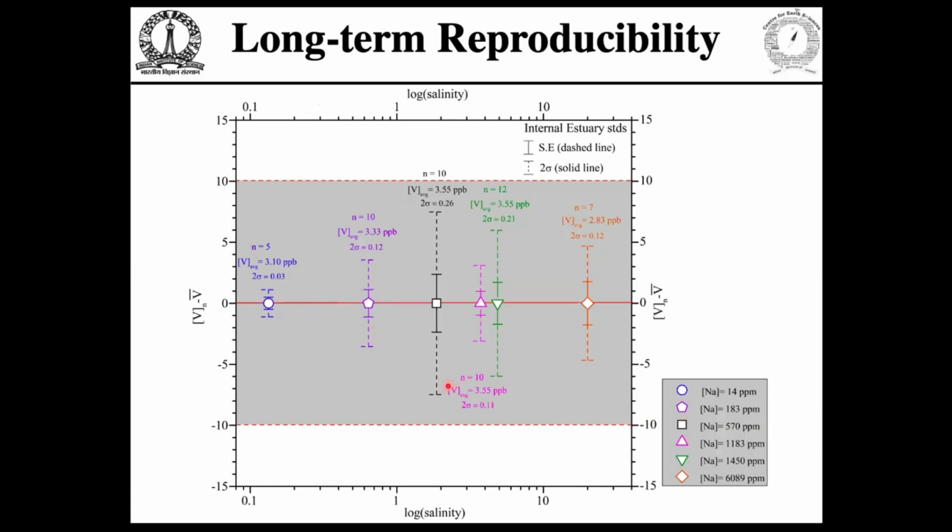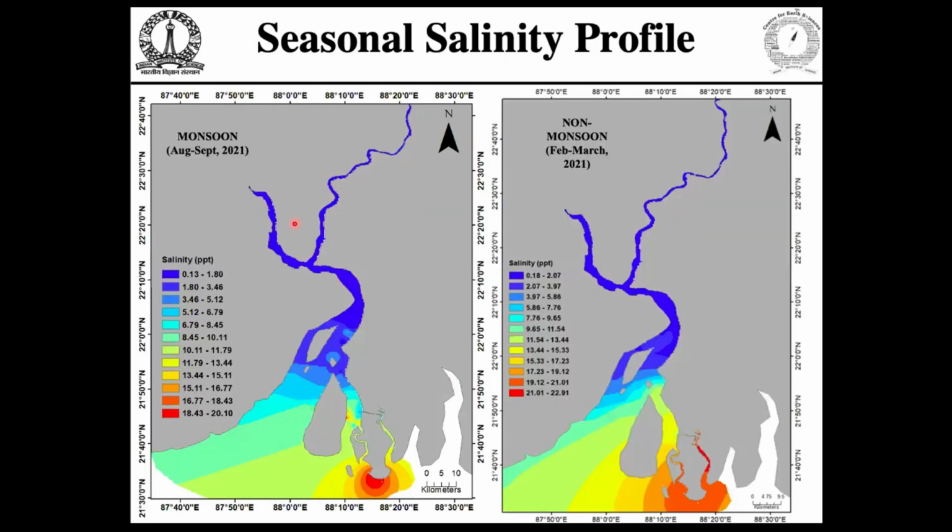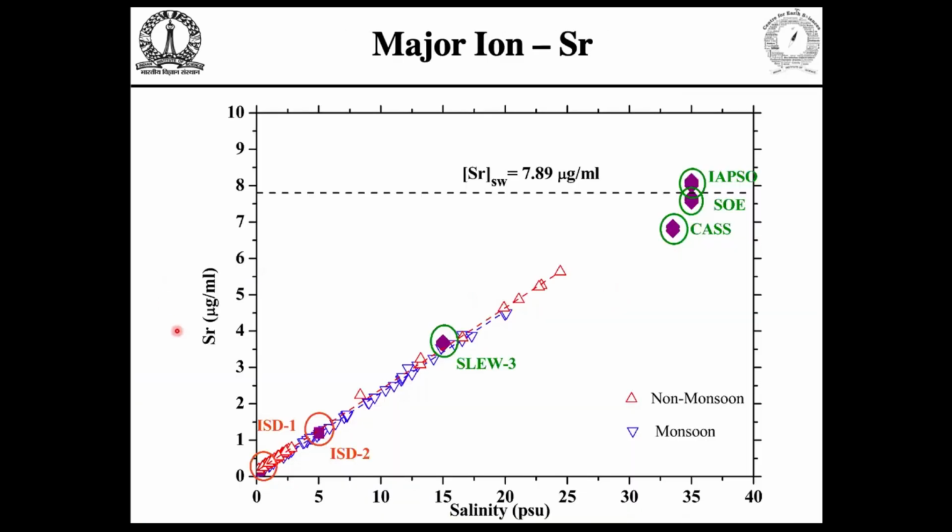Reproducibility is good. So all of the data that I'm going to show you has been vetted, tested, verified. So we know that the quality control is there. Remember, this was the monsoon versus non-monsoon salinity profile. We're going to look at some of the elements. We're going to look at concentration on the y-axis and salinity on the x-axis. The blue colors are monsoon, the red colors are non-monsoon, and these purple colors are different certified standards which were also measured with these elements.